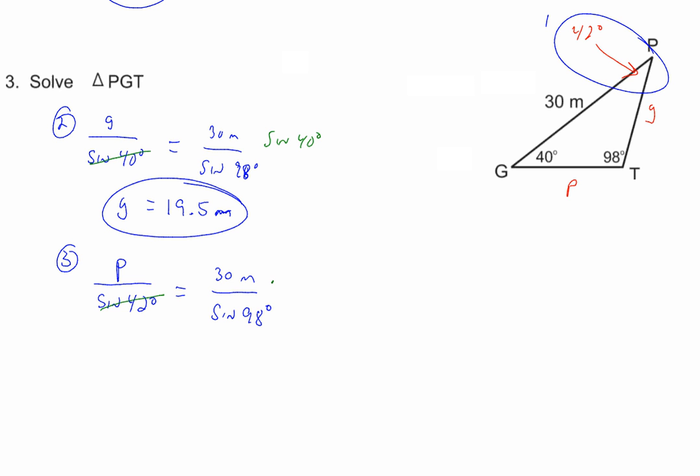Again, I always try to use the values they give me because I know those are correct. So you set up your proportion, side P divided by the sine of angle P, which is 42 degrees, equals side T, 30 meters, divided by the sine of angle T, which is 98 degrees. Punch it out, and what do we get? 20.3. And we have solved the triangle.